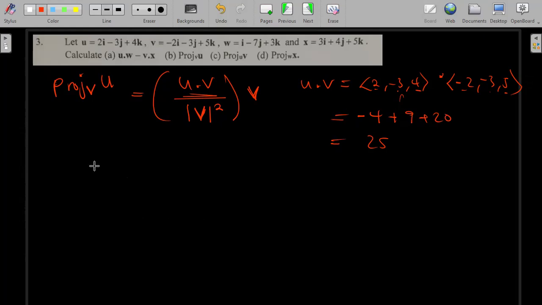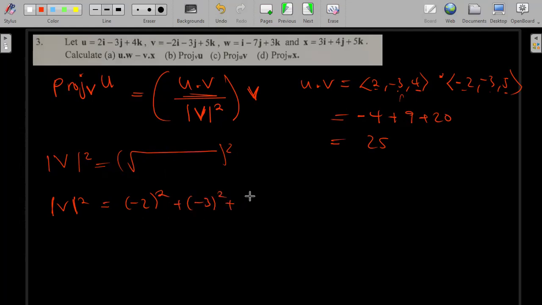Now I need to find the magnitude of V. The magnitude of V is the square root of the sum of the squared components of the vector V. But since I'm squaring a square root, the square root goes away, and I'm left with the magnitude squared of V being the components squared. So I get -2 squared, plus -3 squared, plus 5 squared. This gives me 4 plus 9 plus 25.